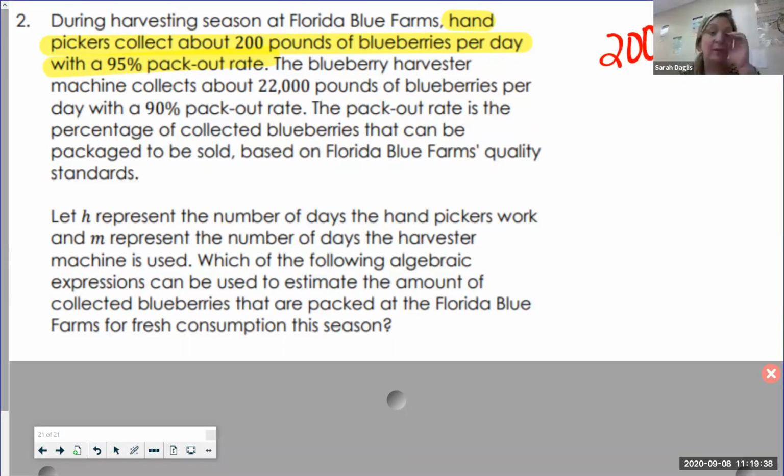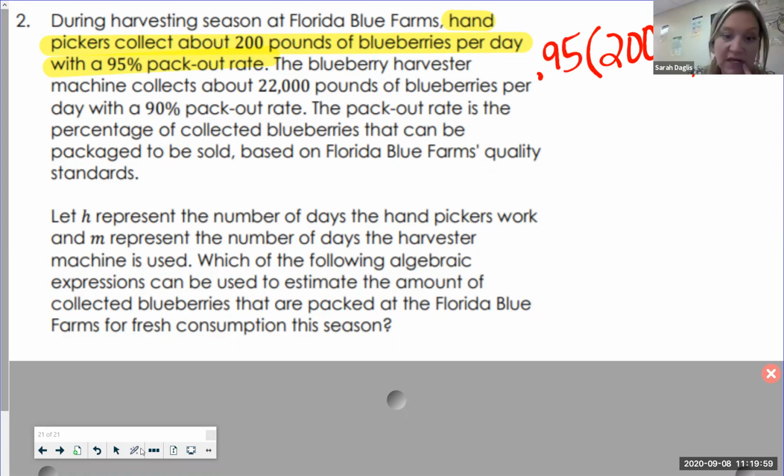Now to show that we can only use a 95% rate, I can only use 95% of these 200, right, per day. So what you're going to do is you're going to multiply it by 95%, and we're going to represent that in a decimal form. So that's going to be shown as 0.95.